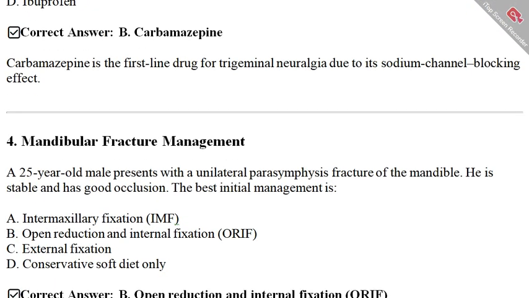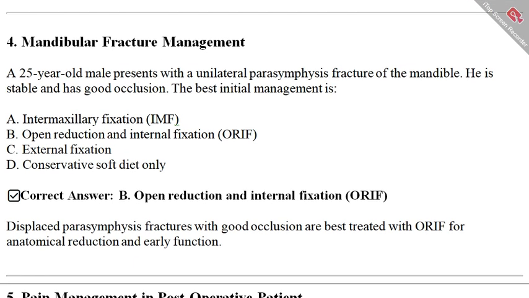Let's move to question number 4 of this video, which is related to mandibular fracture management. A 25-year-old male presents with a unilateral parasymphysis fracture of the mandible. He is stable and has good occlusion. The best initial management is option A, intermaxillary fixation, option B, open reduction and internal fixation, option C, external fixation, and option D, conservative soft diet only.